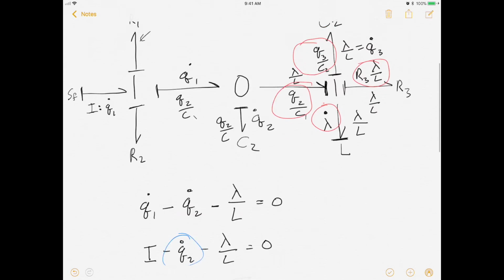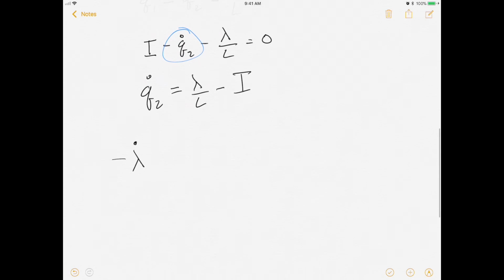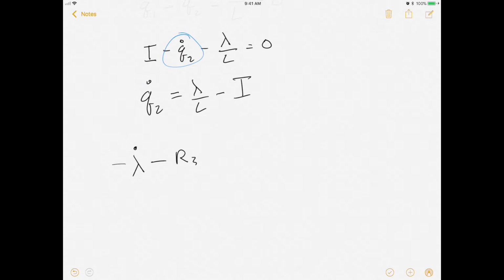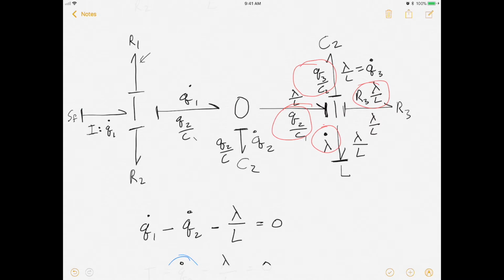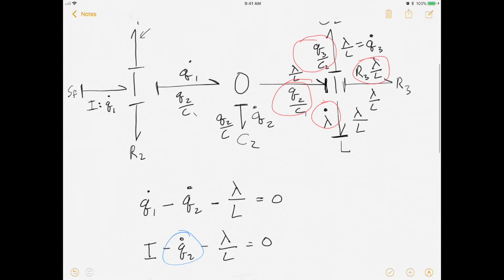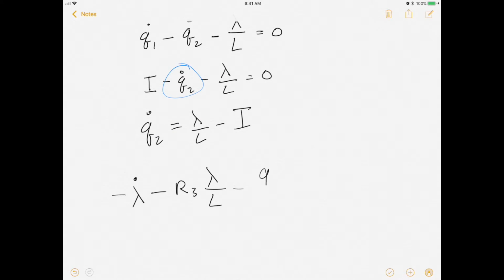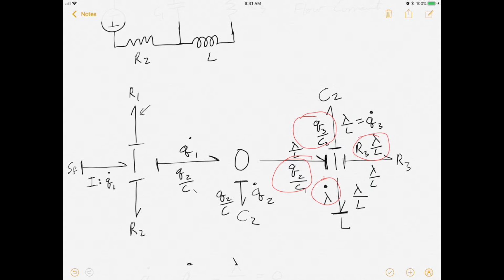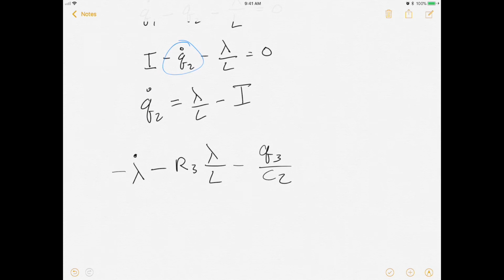Lambda dot is going out of the junction. What's also going out of the junction is this resistance value, R3 times lambda over L. What else is going out of the junction is Q3 over C2. And what's coming into the junction is Q2 over C1.